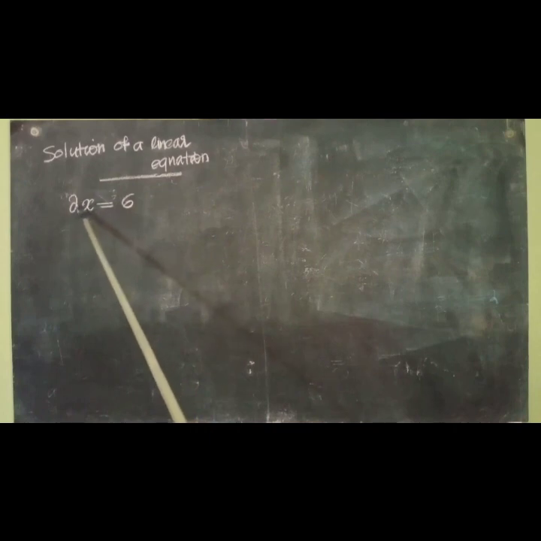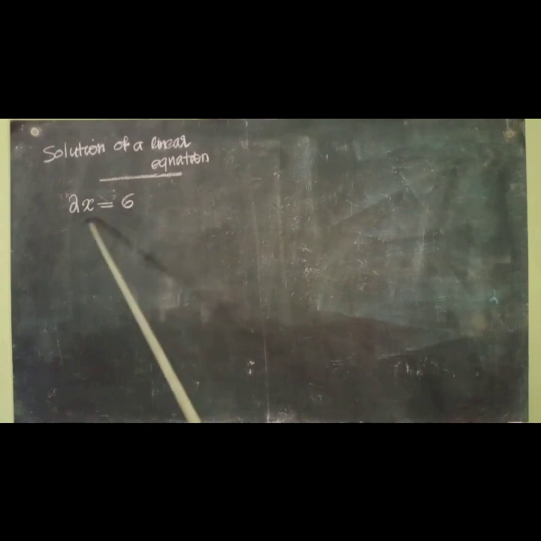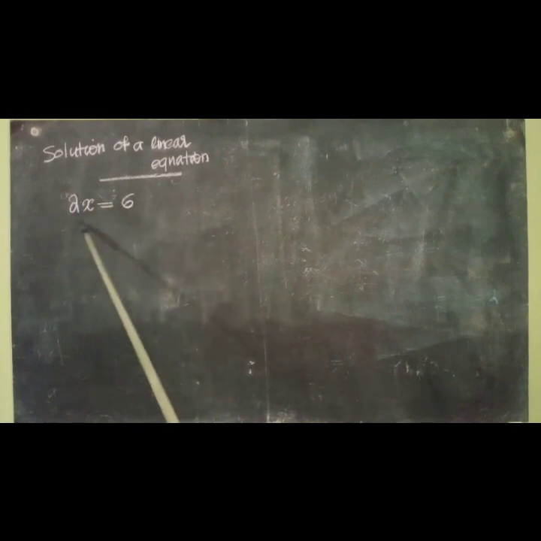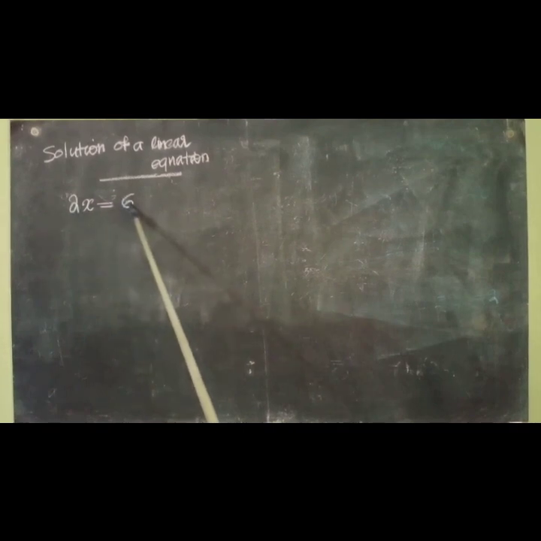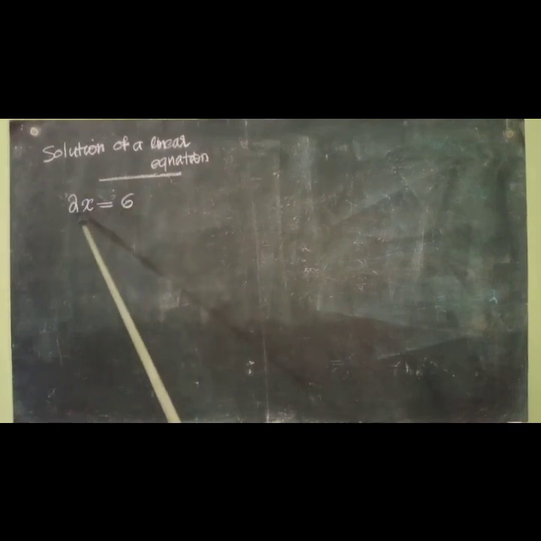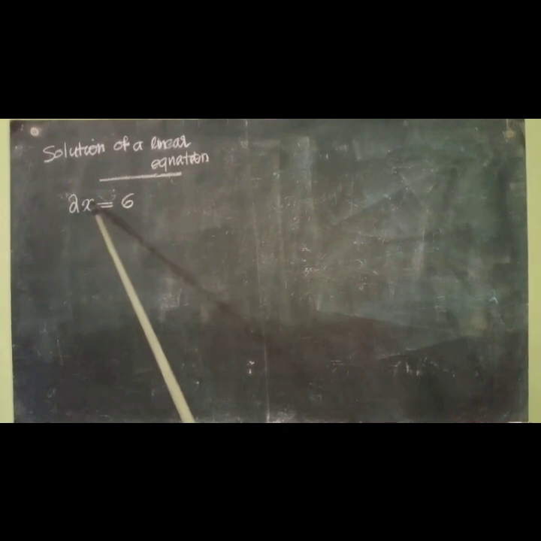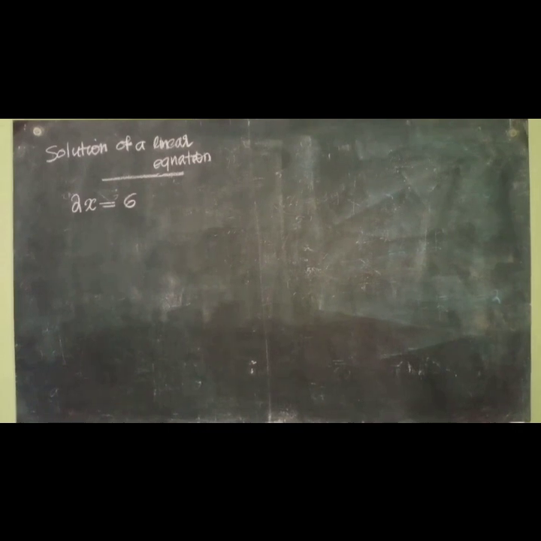If we give x equal to 1, this will become 2 into 1. It is not equal to 6. If we give x equal to 2, 2 into 2, it is also not equal to 6. But if we give x equal to 3, it is becoming 2 into 3, that is equal to 6. So x equal to 3 is a solution of the equation 2x equal to 6.